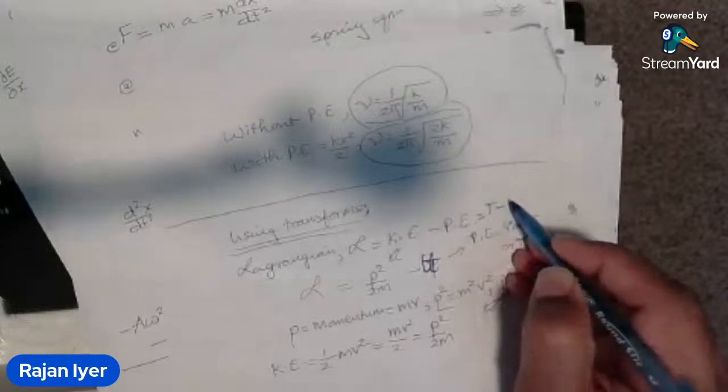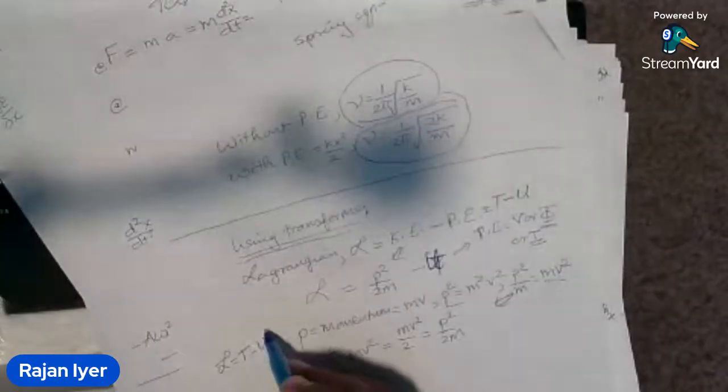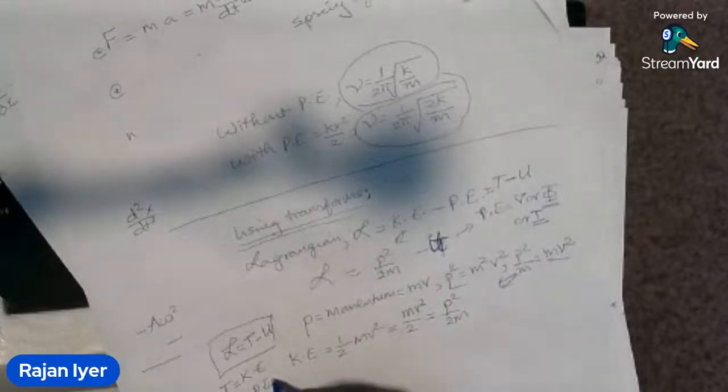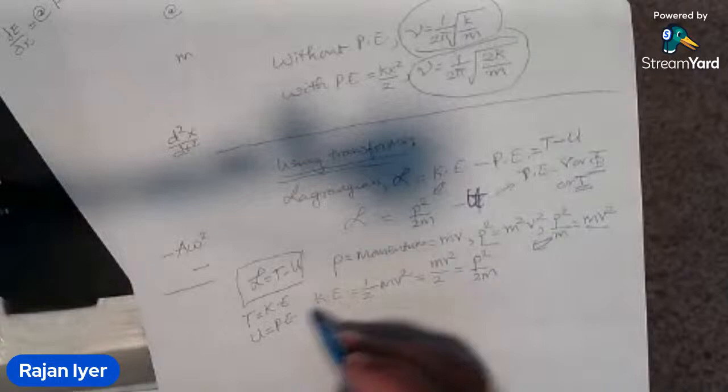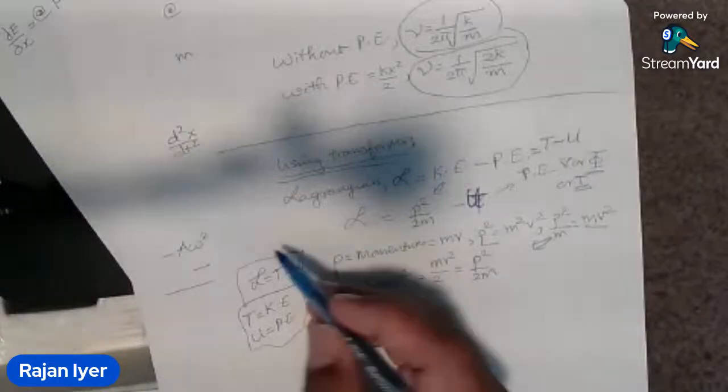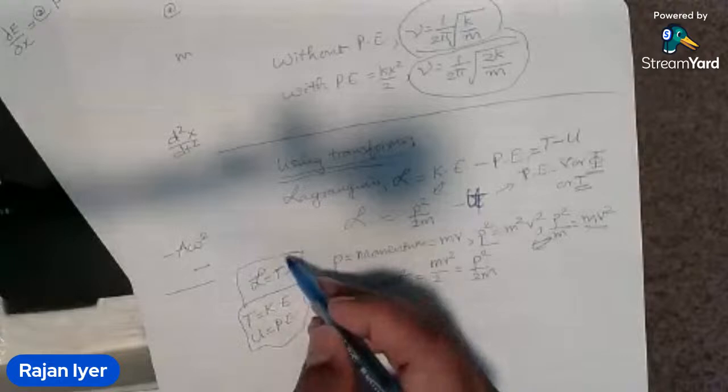So that's my Lagrange. Let me write it here. Lagrange is T minus U, where T is the kinetic energy and U is the potential energy. Or KE minus P is another way of doing it. So Lagrangian.